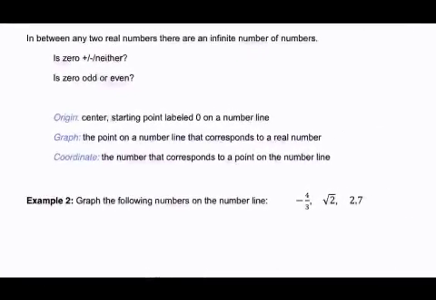Now, in between any two real numbers, there are an infinite number of numbers. So there are infinitely many numbers. So is 0 positive, negative, or neither? 0 is a special number.